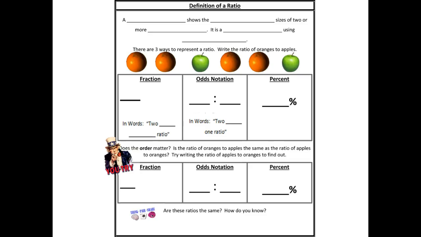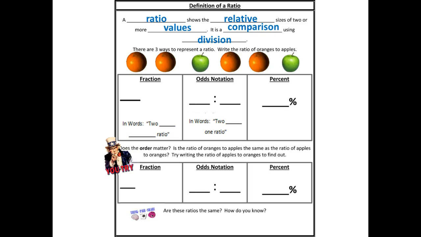When we talk about rates and ratios, we're looking at applications of our fractions knowledge. A ratio shows the relative sizes or magnitude of two or more values. It is a comparison using division. Fractions are representations of division, so therefore ratios and rates are representations of division. There are three different ways that you often will see a ratio represented.